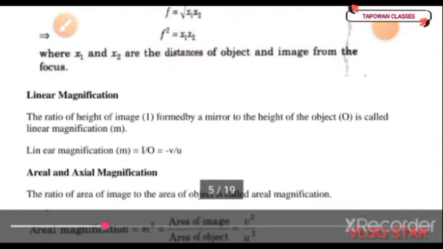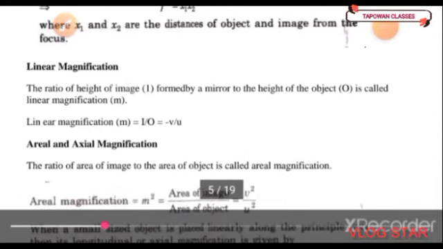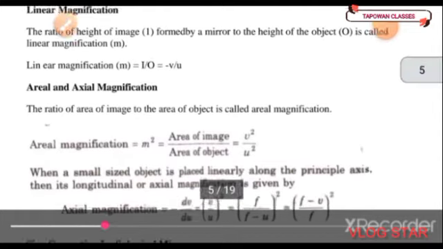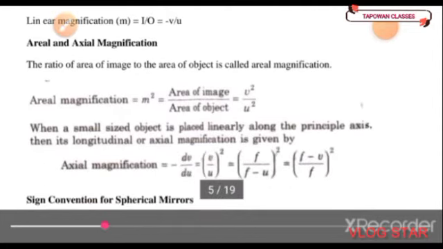Now the magnification: the ratio of the height of the image formed by a mirror to the height of the object is called linear magnification. Linear magnification m is equal to I by O, that is minus v by u. And there are two types of magnification, areal and axial. The ratio of the area of the image to the area of the object is called areal. So how can we write it mathematically? m square is equal to v square by u square, and m square is equal to area of image by area of object.